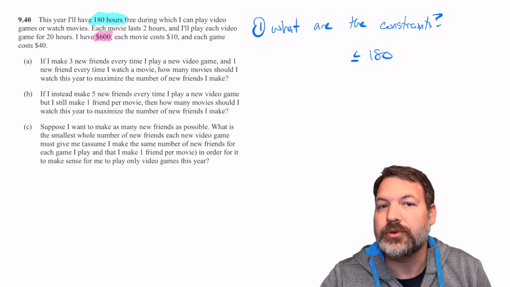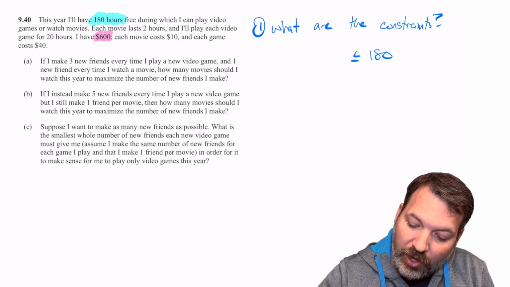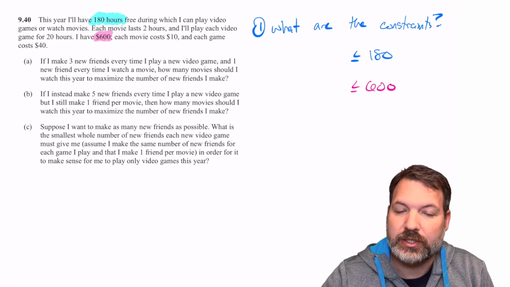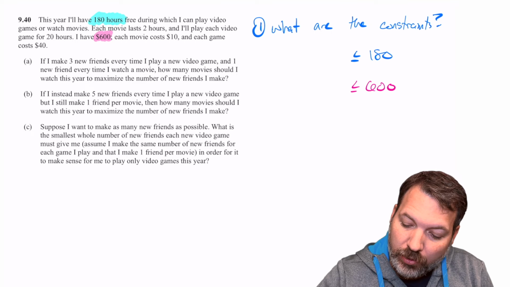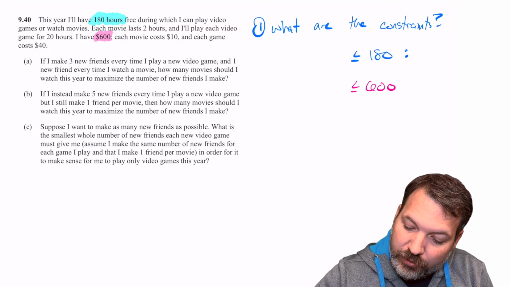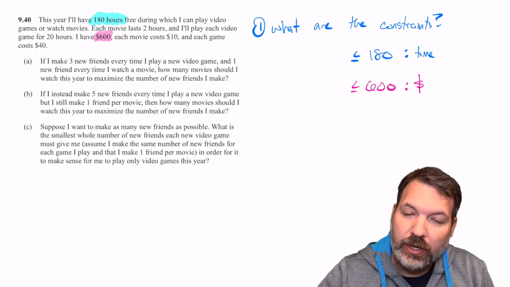I have up to 180 hours. I have up to $600 to spend. So those are our two constraints. We'll even jot down, just so we remember for the future, this first constraint is about time. This second constraint is about money.